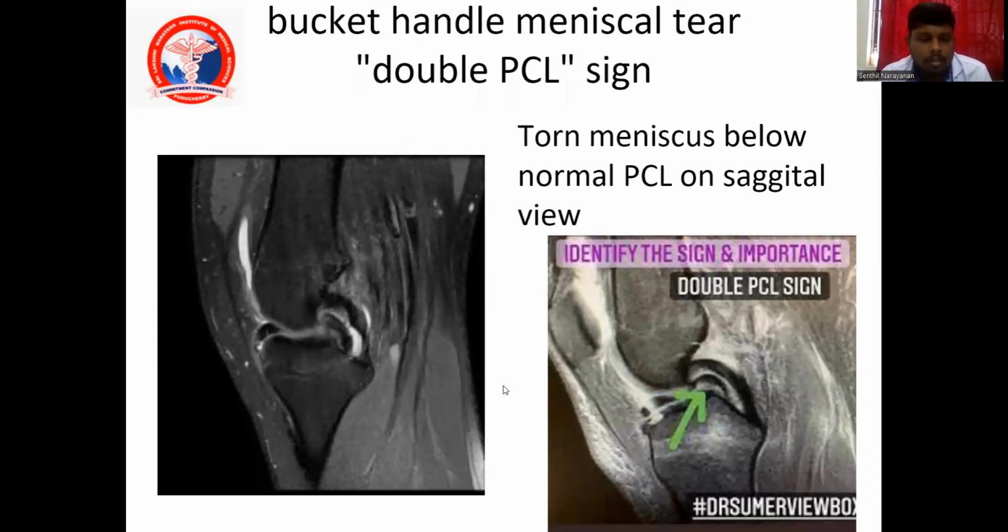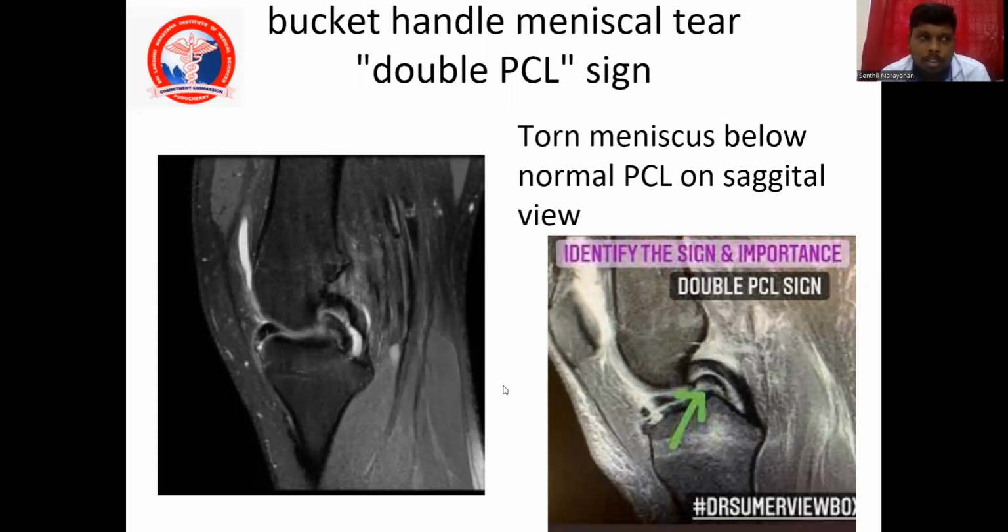ACL injury is associated with PCL and MCL injuries. What is the triad? ACL, MCL, and medial meniscus. So associated medial meniscus injuries and PCL injuries are also there, and ACL injuries are most commonly associated with these.